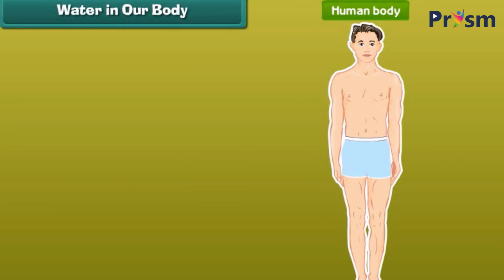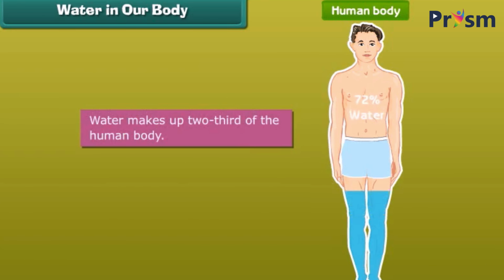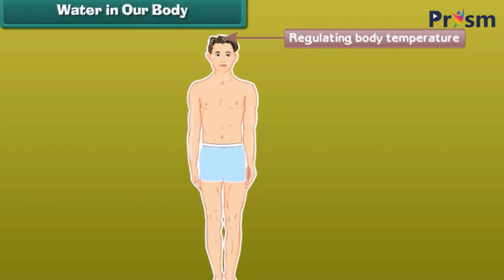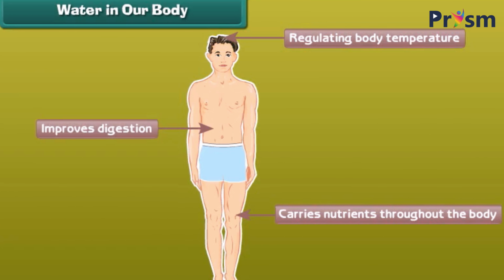You will be surprised to know that water makes up 2/3 of the human body. It plays a critical role in regulating body temperature, carries nutrients throughout the body, improves digestion, and eliminates waste from the body.